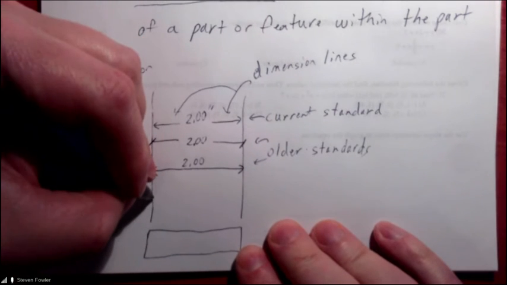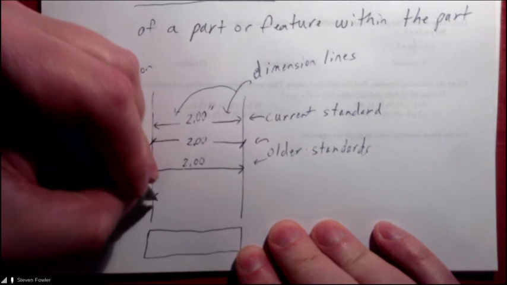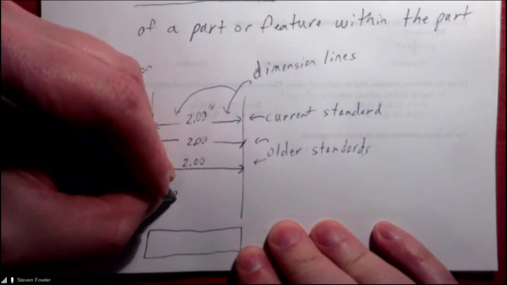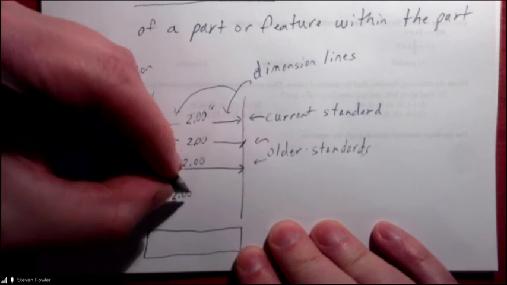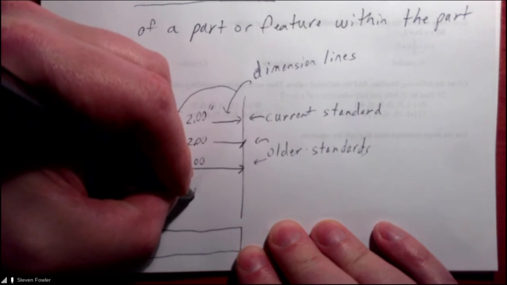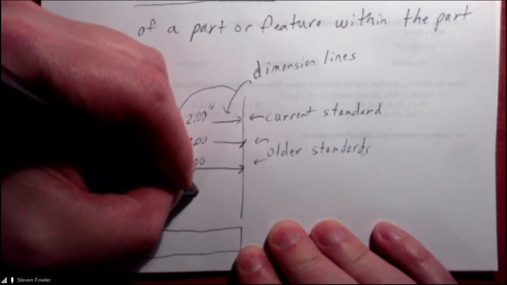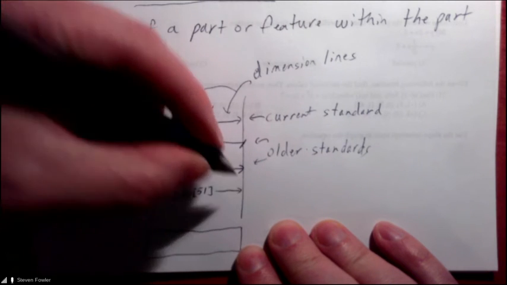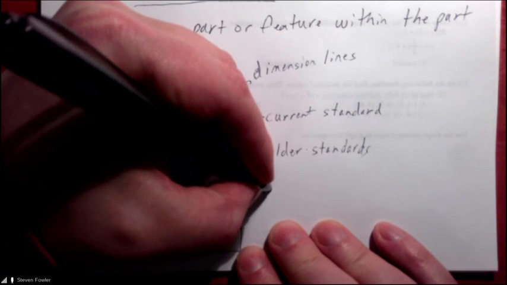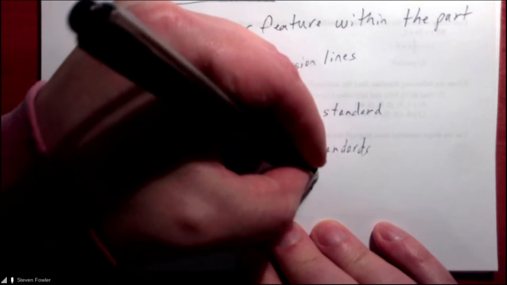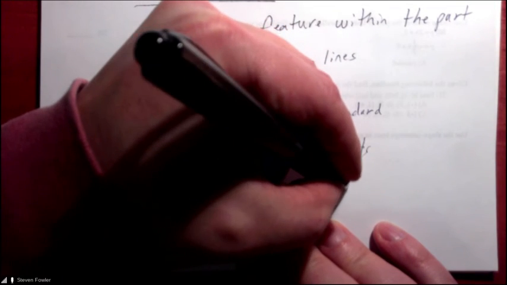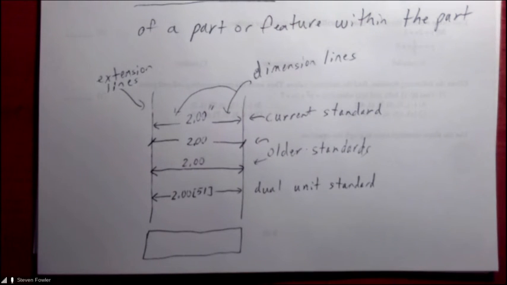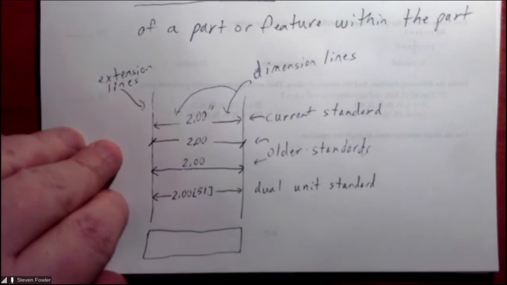You can also utilize a dual dimension standard or a dual unit standard, where you say it's 2 inches, and put in parentheses basically 51 millimeters, or put them in brackets. That's a dual unit standard, and that's perfectly acceptable.